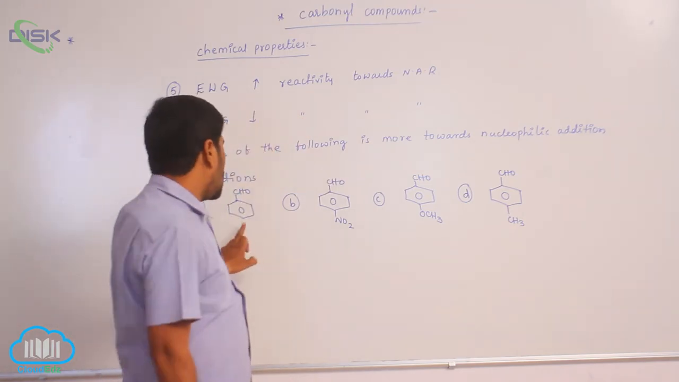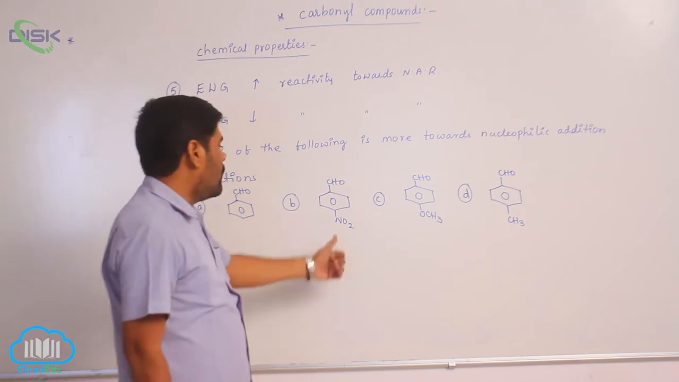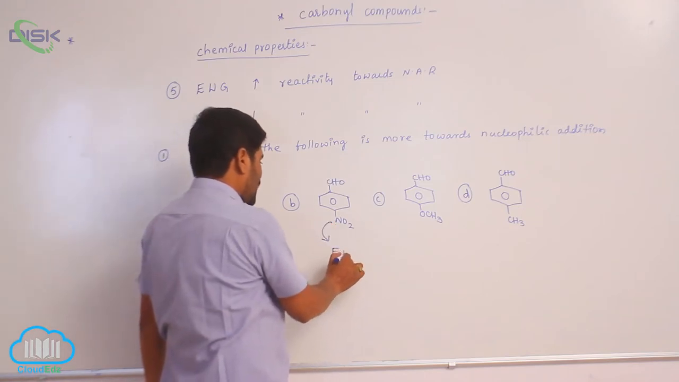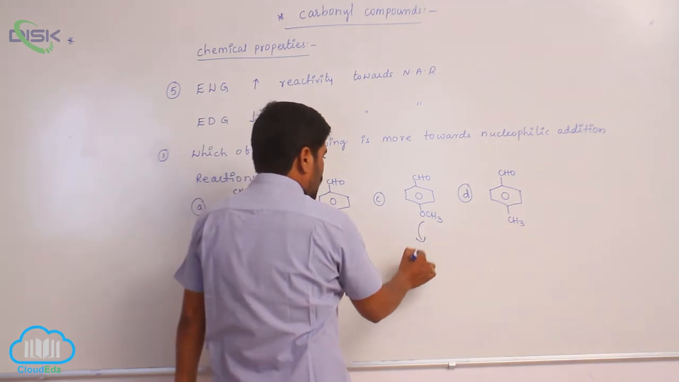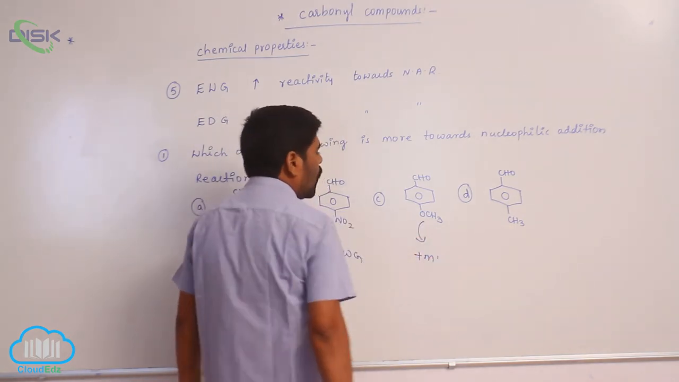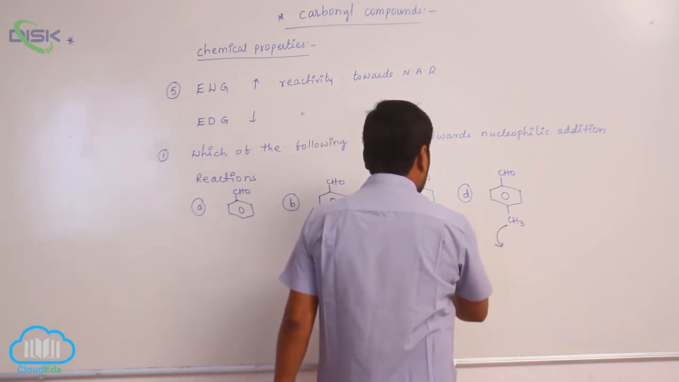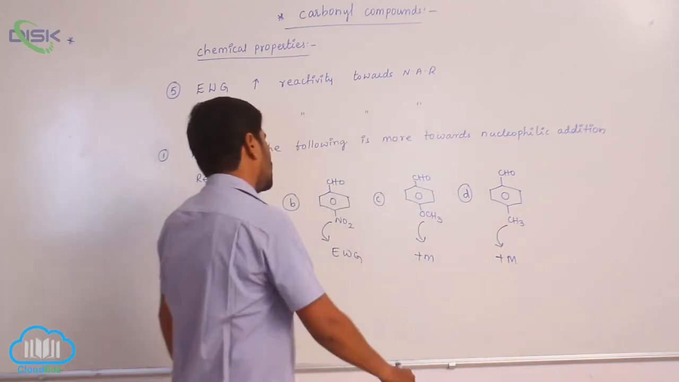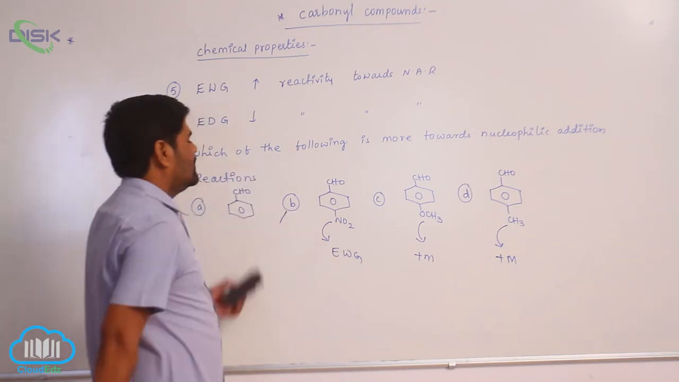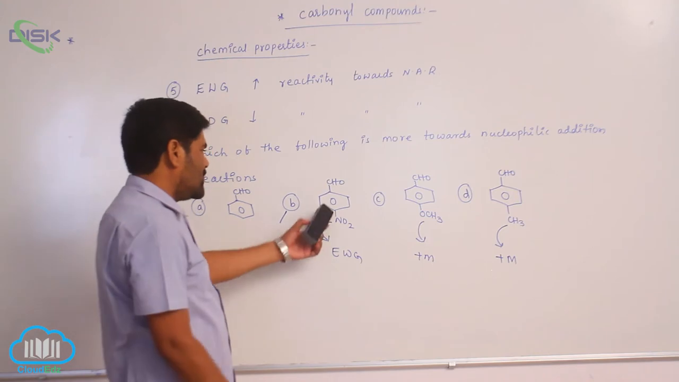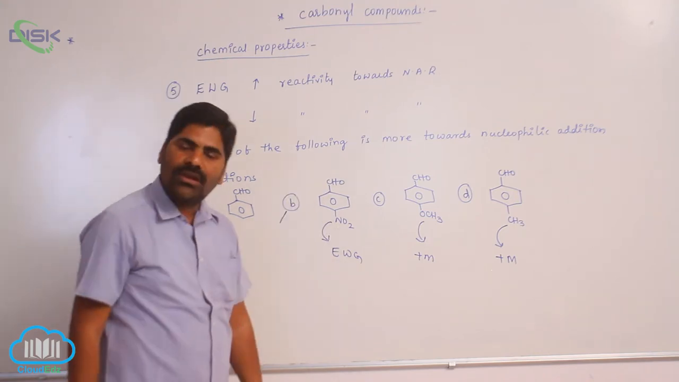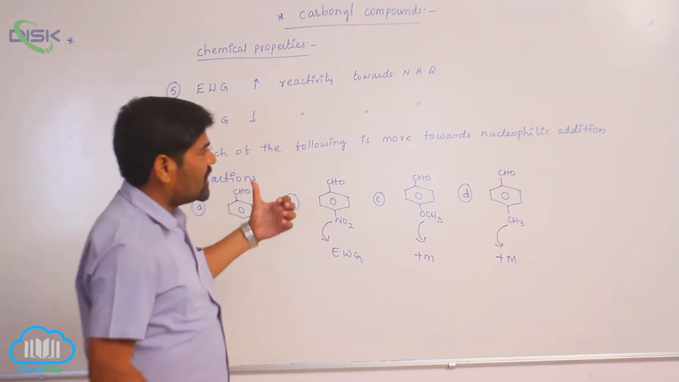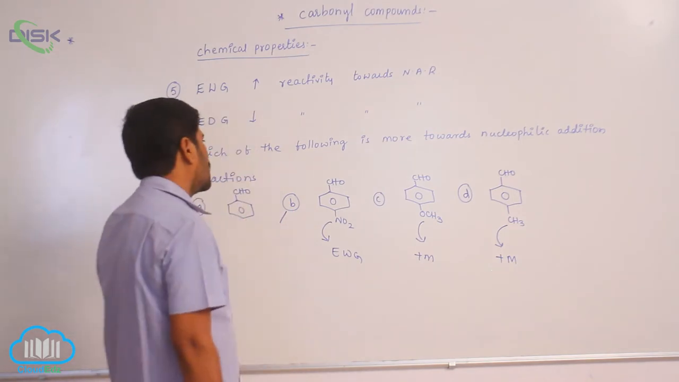So here there is no electron releasing or donating group, but this group can act as an electron withdrawing group. This group is an electron releasing group, commonly known as a plus M group. This one is also an electron releasing group, due to hyperconjugation. So that is the reason why this is the correct answer: para-nitrobenzaldehyde is more reactive towards nucleophilic addition reactions compared to the remaining options. This type of question they generally ask in entrance examinations. Then one more question I will give now.